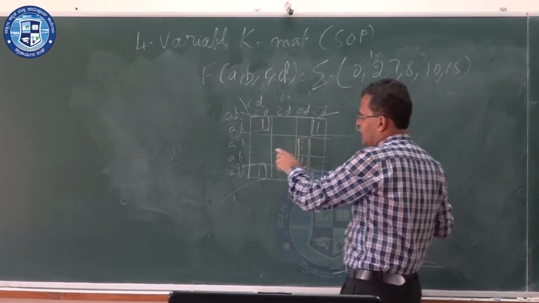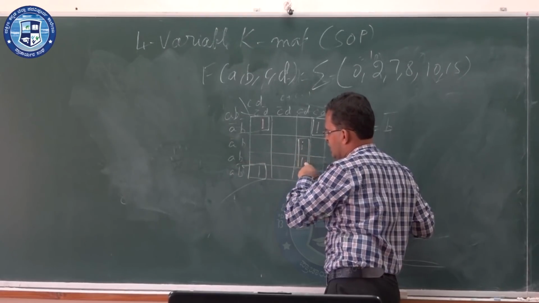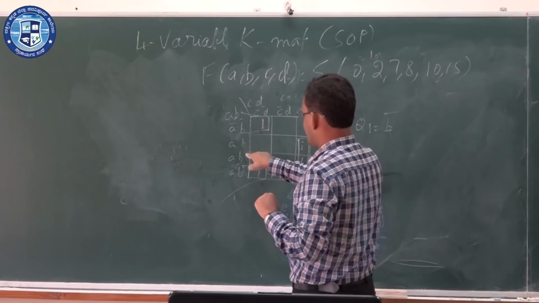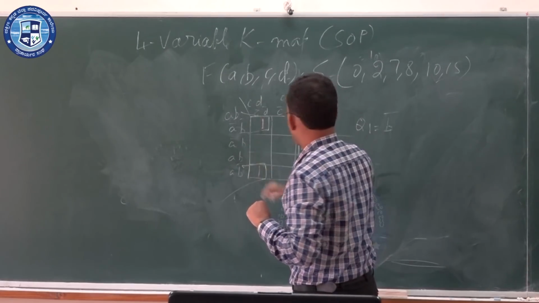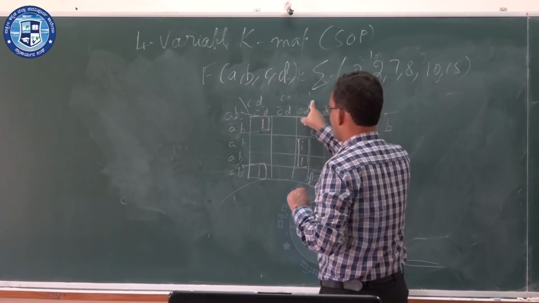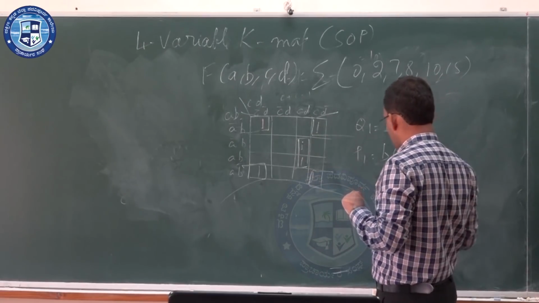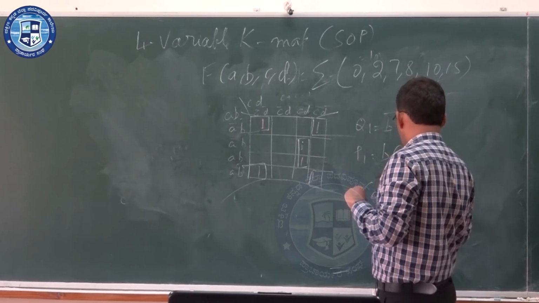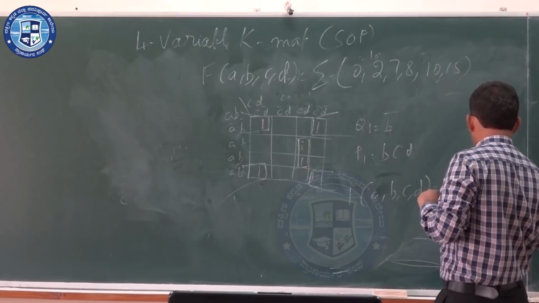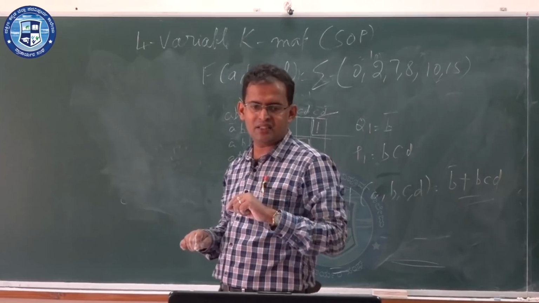See the second row, third column and third row, third column. First, looking at the second row and third row, A bar B and A B, B is constant. So, for the pair it is B, and C D is common for both. So, it is B C D. So, the final expression is B bar plus B C D. B bar plus B C D is the answer.